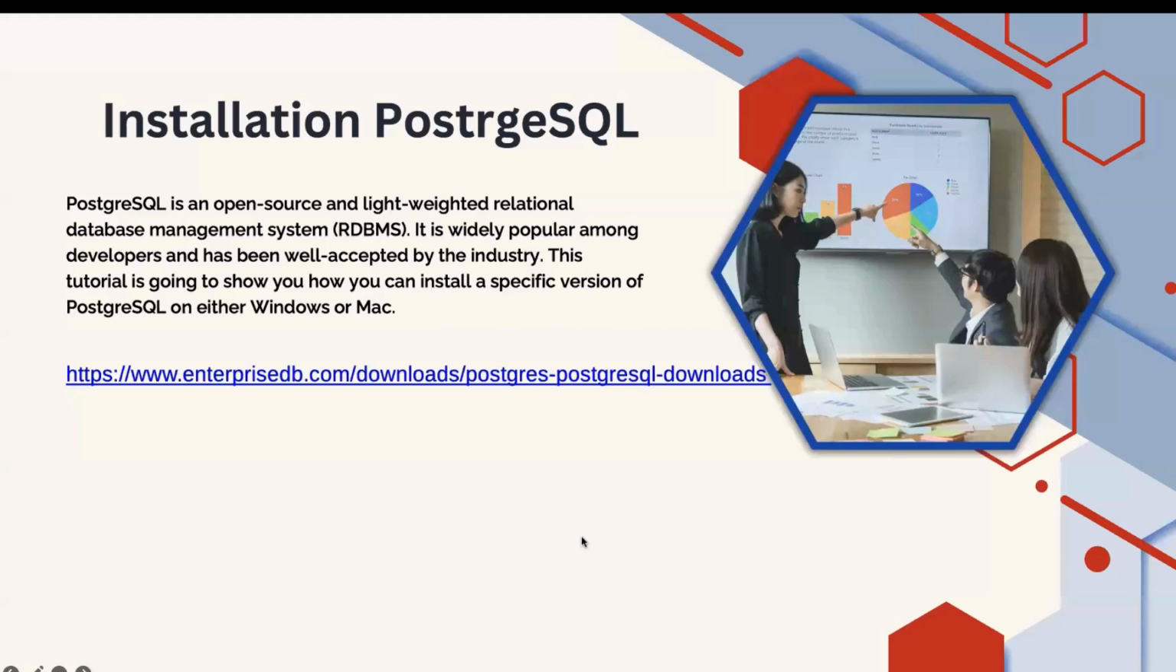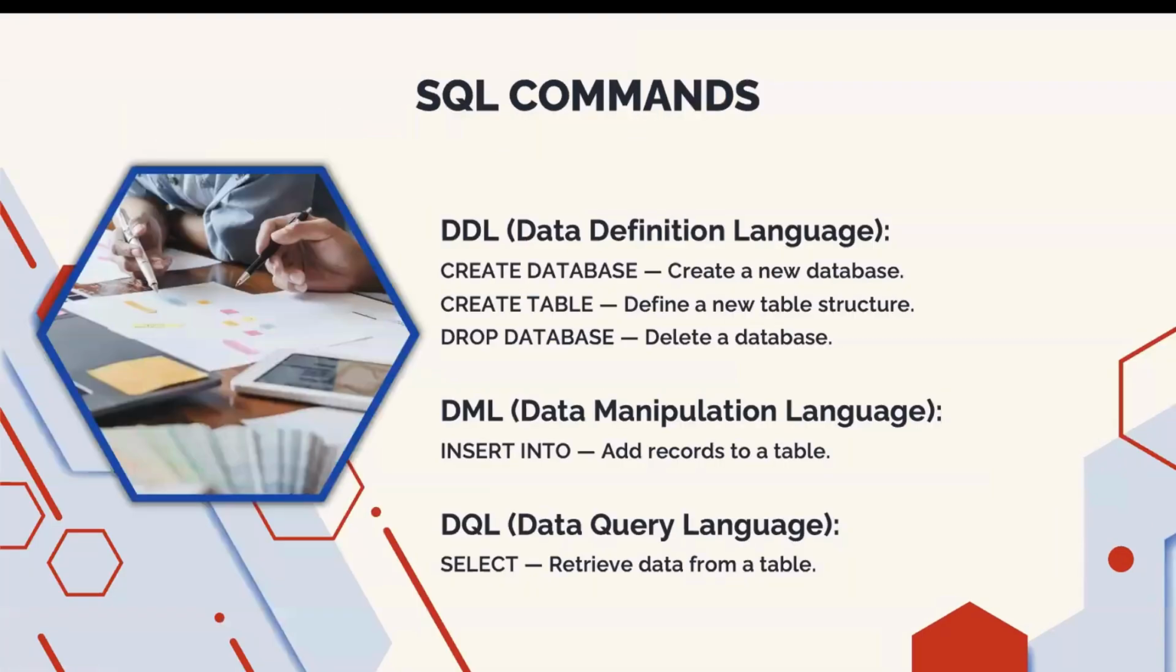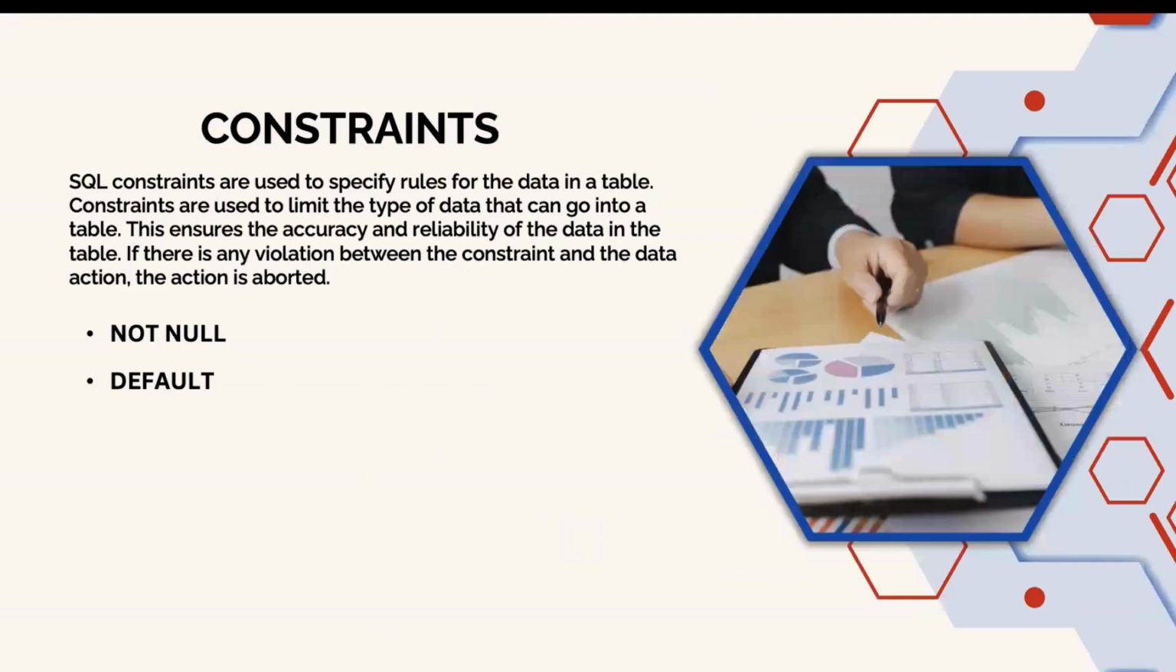So we are done with the installation of PostgreSQL. Now we have also learned about DDL, DML, and DQL, all the SQL commands. Now the next part is about constraints. So what is a constraint? Constraints are mainly used to specify the rules for the data in a table. Constraints are used to limit the type of data that goes into a table. This mainly ensures the accuracy and the consistency of your data in the table.